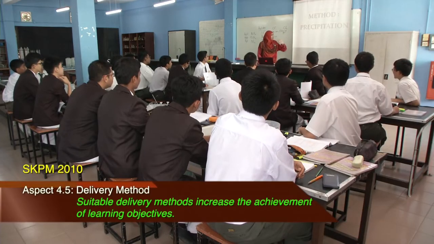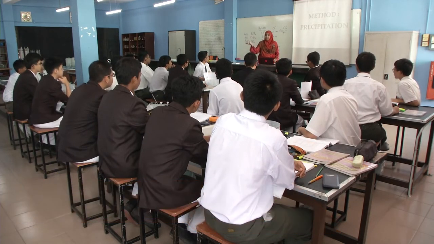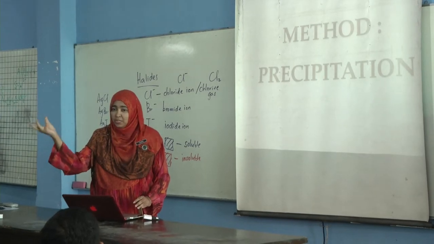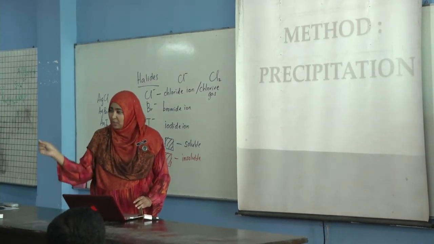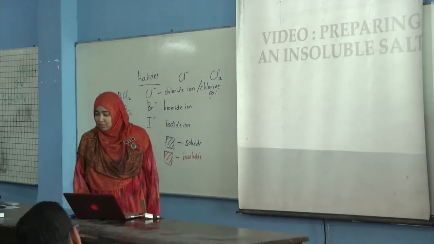Precipitation. Okay, why is it precipitation? Because it's forming an insoluble salt, so a precipitate is formed in the beaker. Then after that you have to filter, and once you filter you will get the precipitate or insoluble salt in the filter paper. Okay, so now I'll show you a video of how to prepare the insoluble salt.